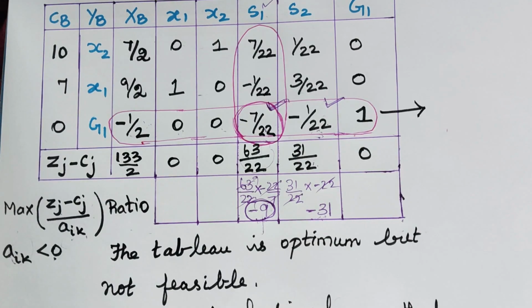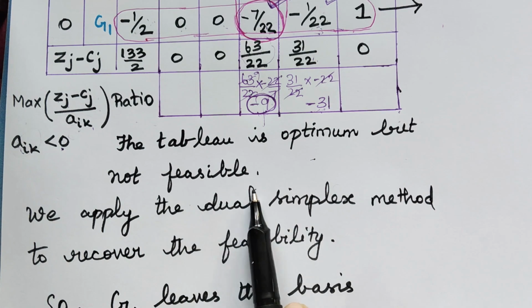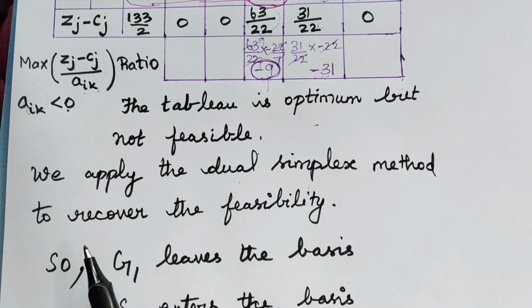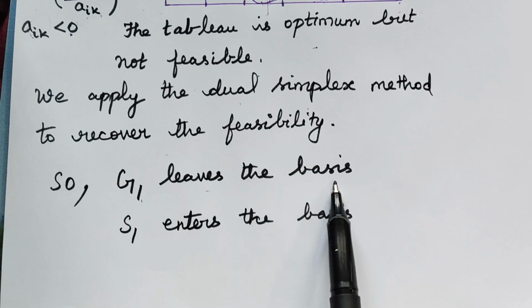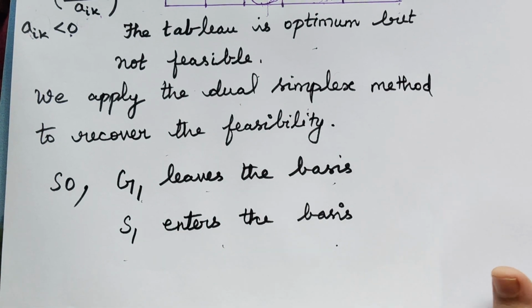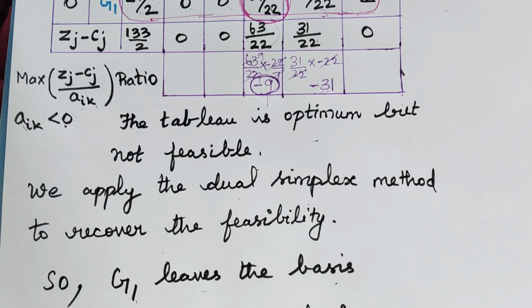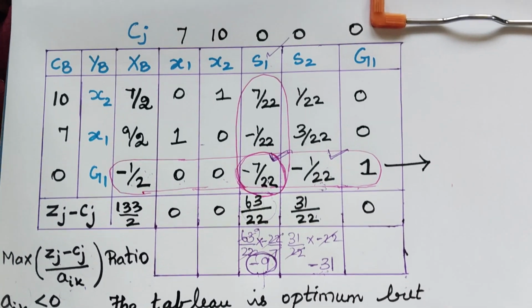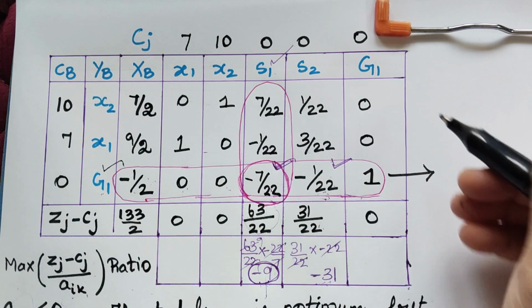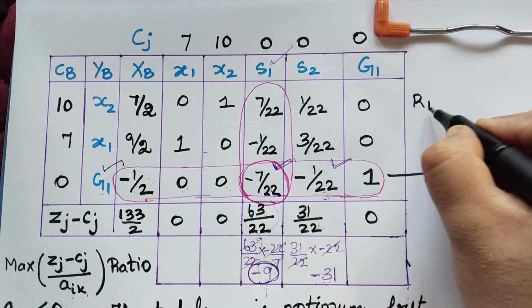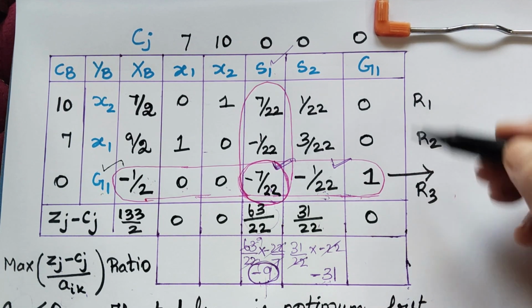So what we have done, I have written here, the table was optimal but was not feasible. So we applied the dual simplex method and we recovered the feasibility. So G1 leaves the basis and S1 enters the basis. Now we have to perform the normal row operations that we do in simplex method. So now G1 leaves and S1 enters. So at this place we have to replace it by S1. And then we will take this as new representations as row 1, row 2 and row 3, and we will perform the row operations.